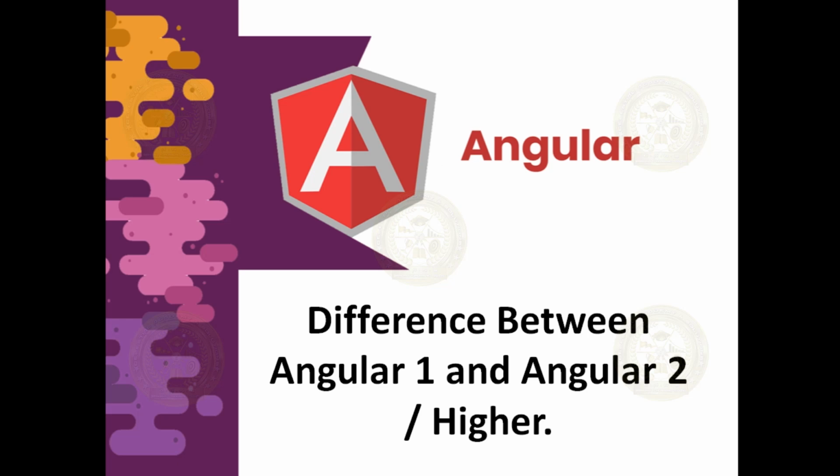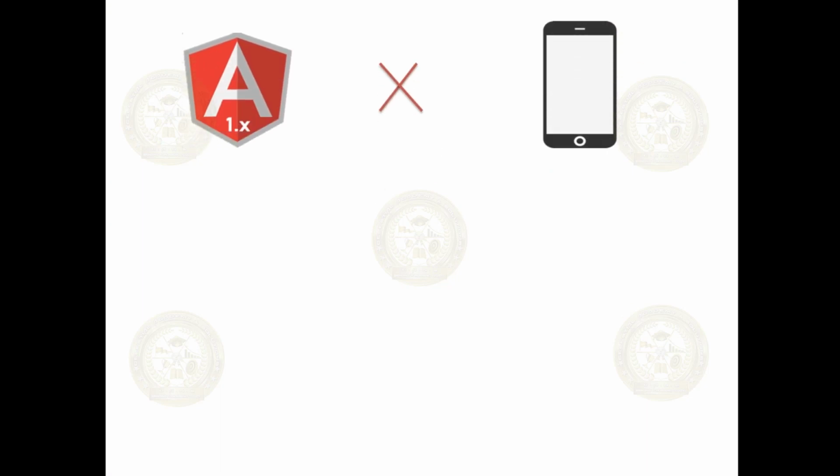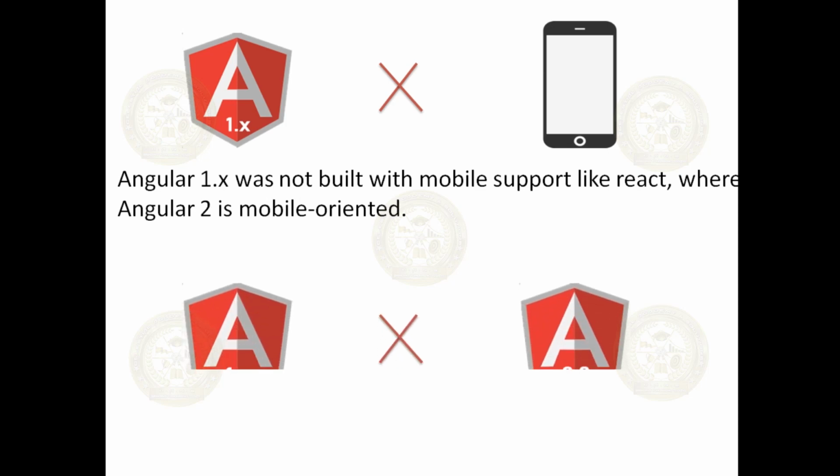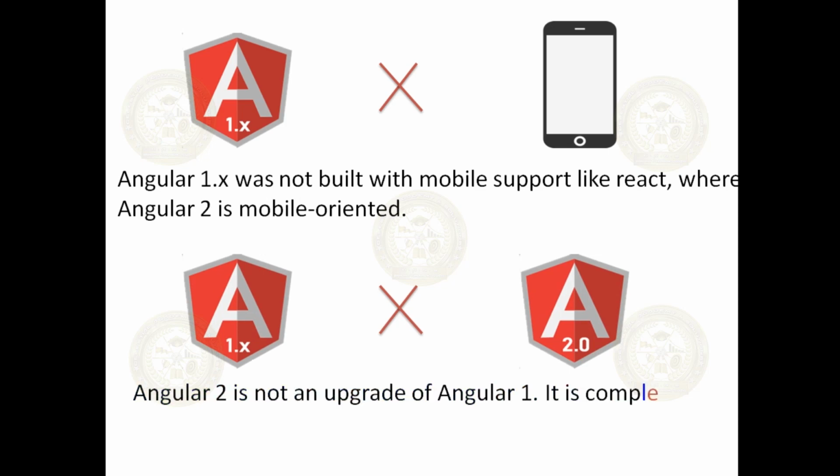So the Angular team decided to create a completely new framework, that is Angular 2. Angular 1 was made for responsive UI and two-way data binding of an application, but it didn't support mobile. Angular 2 was made with mobile-oriented architecture. NativeScript helps Angular 2 mobile development faster and more effective. In short, Angular 1.x was not built with mobile support in mind, whereas Angular 2 is mobile-oriented. So Angular 2 is not an upgrade of Angular 1, but it is completely rewritten.